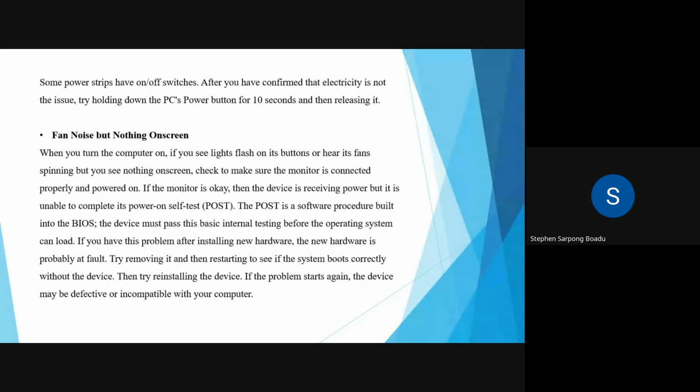Okay, so if after you have done that the device starts again very well, that means that it can be from the hardware that you have put into the computer that is making it have that problem, right? So that is what to do when you can hear your fan noise and your light is on, but there's nothing on your screen.